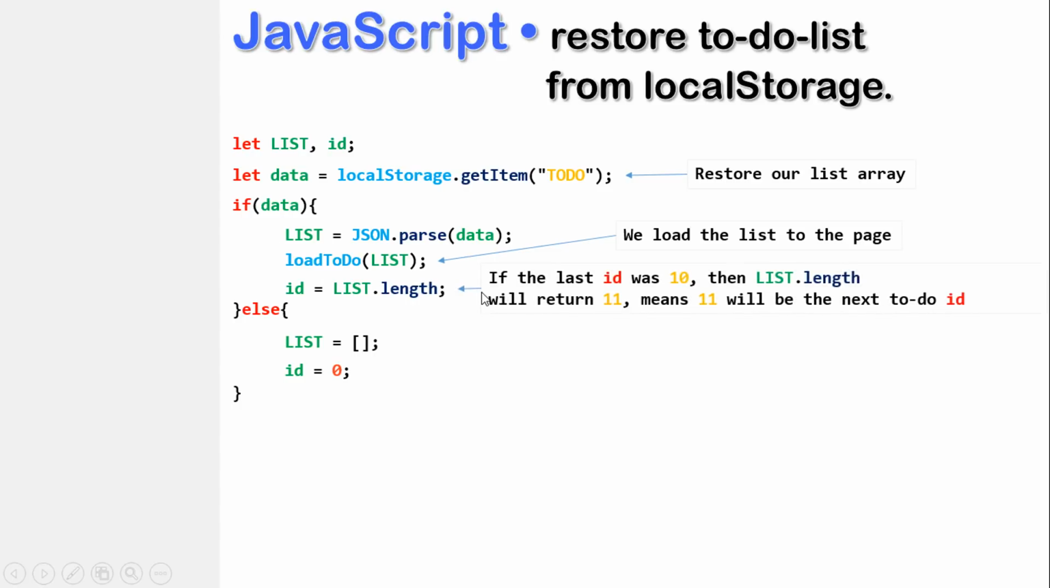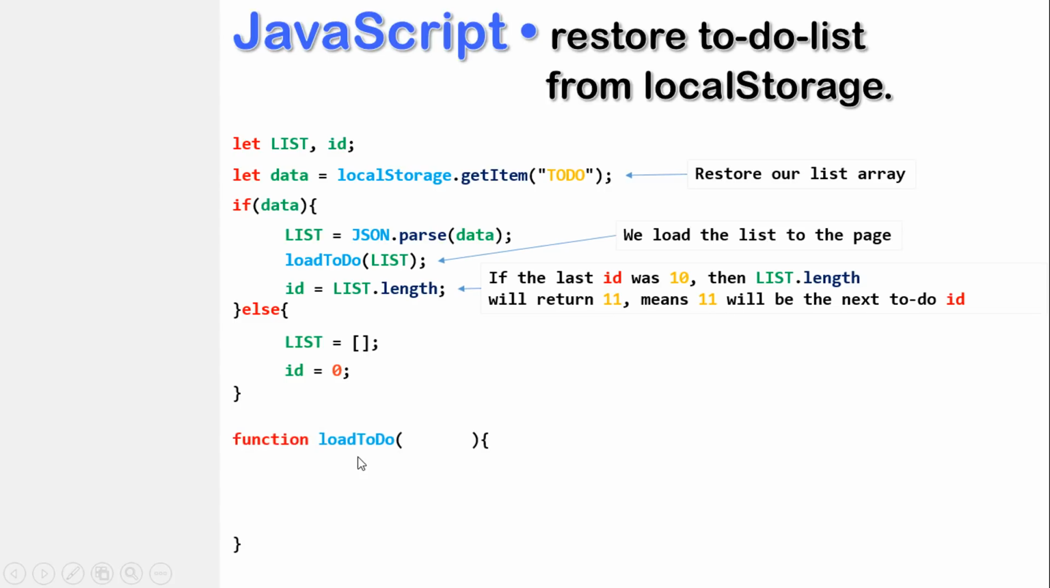So for example, if we have 10 items in our list array, then list.length will return 11, which means 11 will be the next toDo ID. Let's talk about our loadToDo function.